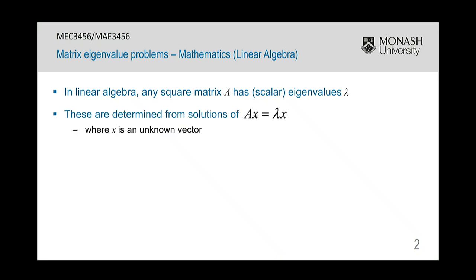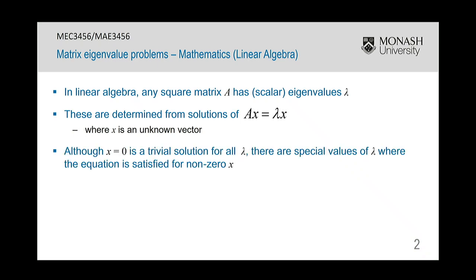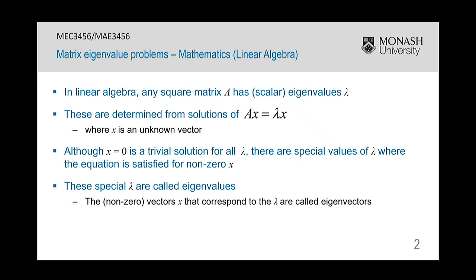The eigenvalues of a matrix A are determined from solutions of the equation Ax = lambda x, where x is an unknown vector. Although x equal to 0 is a trivial solution for all lambda, there are special values of lambda where the equation is satisfied for non-zero x, and those are the things that we're usually interested in. These special lambdas are called eigenvalues. And the non-zero vectors x that correspond to each of these lambda are called eigenvectors.